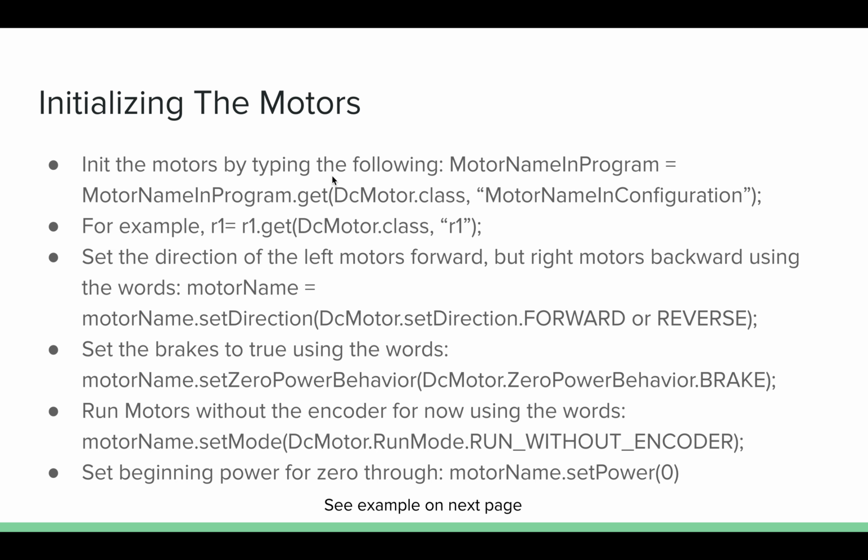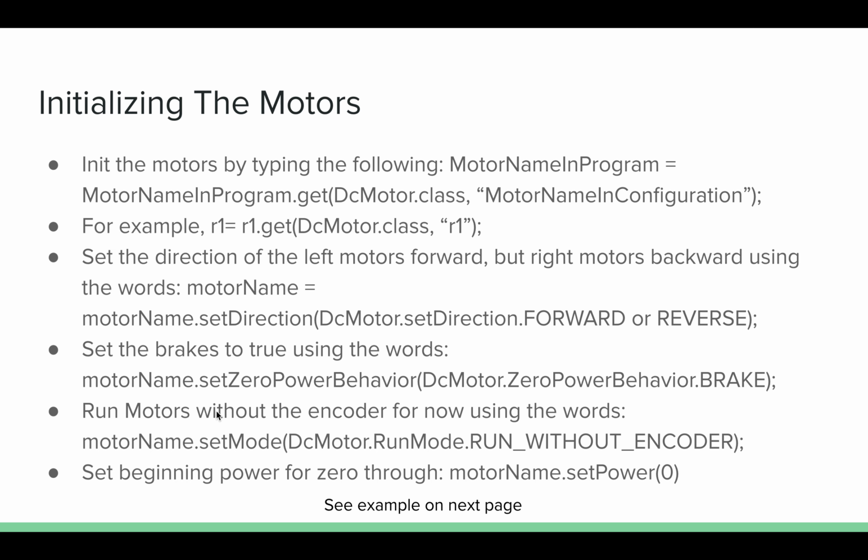After we declare that there is a motor there, we then want to say whether it goes forward or reverse. Some motors are aligned in reverse, meaning that to make the robot go forward, the motor needs to spin in reverse because it's flipped around. So we can change that. Then we want to make sure that whenever we stop, the brakes come on. So we can say motor name.setZeroPowerBehavior(DcMotor.ZeroPowerBehavior.BRAKE). This motor name will have to be R1, R2, L1, L2.